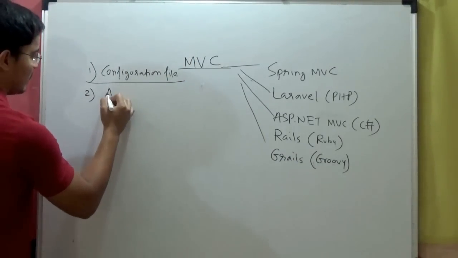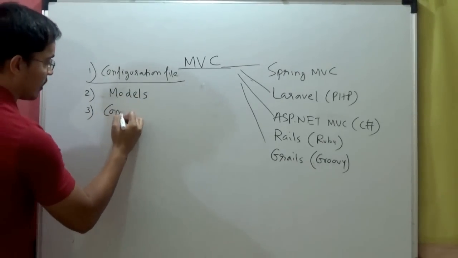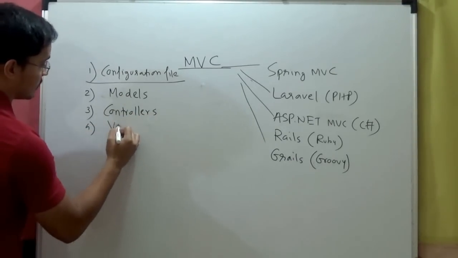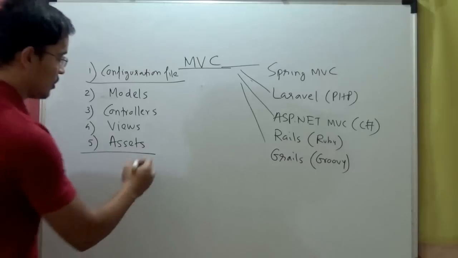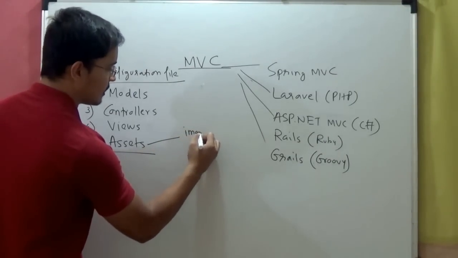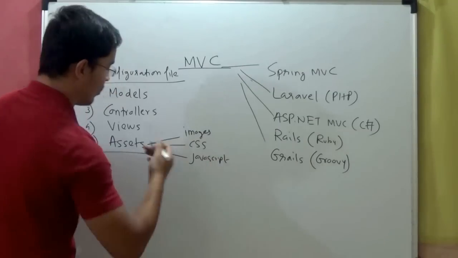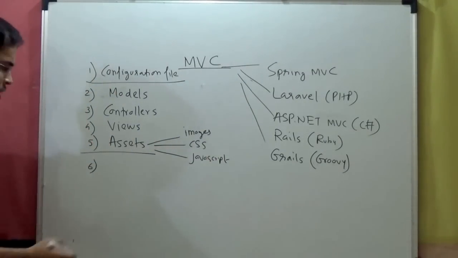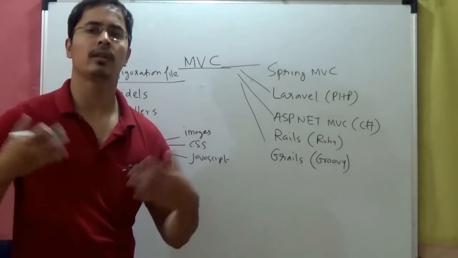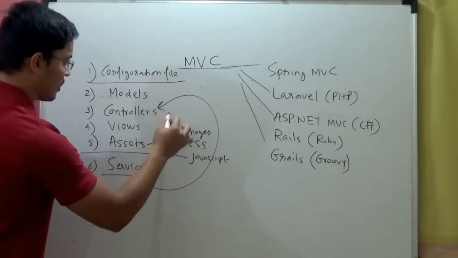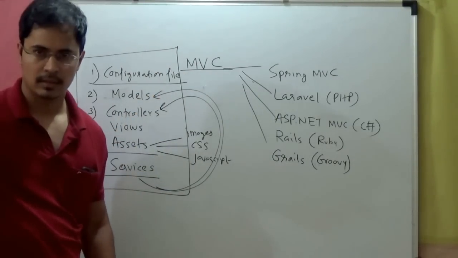Then you will have directories for storing models, a directory for writing controllers, directories for generating view files. Then you have the assets directory, which will have subdirectories such as images, style sheets, JavaScript, right? And all those things. And you will have some directory for storing services. Services will have classes which will contain your further business logic. Services will be mostly utilized by your controllers or your models, right? So this is a general project structure that you will find in any MVC framework.